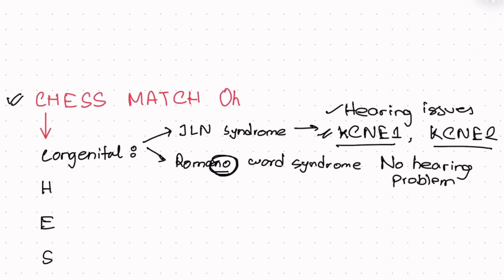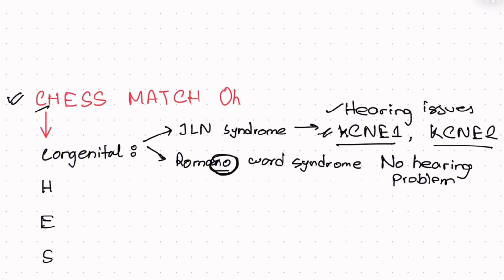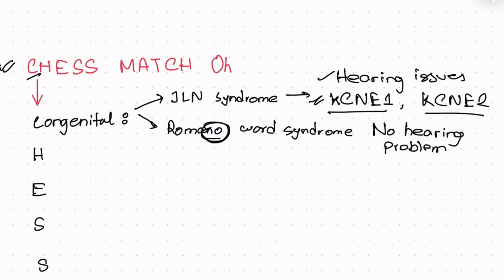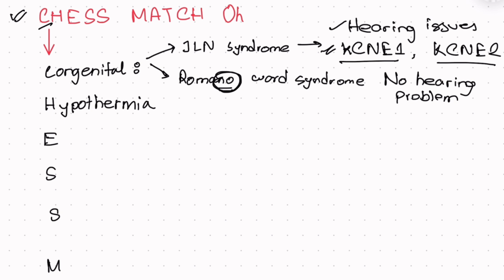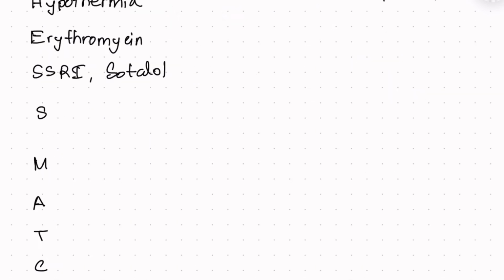Let us look at the rest of the things. We have completed our C. Then look at H. H refers to hypothermia. Hypothermia can also cause QT prolongation. And then we have E. E refers to erythromycin. With S, we have SSRI and sotalol. And with another S, we have subarachnoid hemorrhage.